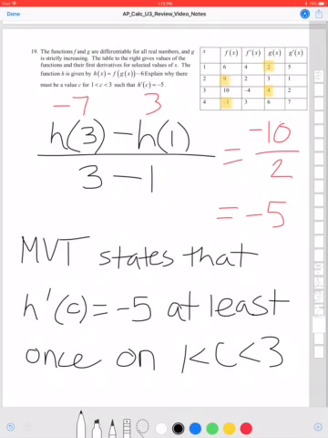You don't need to tell me what the MVT specifically says. The readers know what the MVT is. You showing that the average rate of change is negative 5 and stating that you're using the MVT at this point is enough. So you don't need to say the MVT says that the average rate of change must equal the derivative, blah blah blah. No, you can just say MVT.